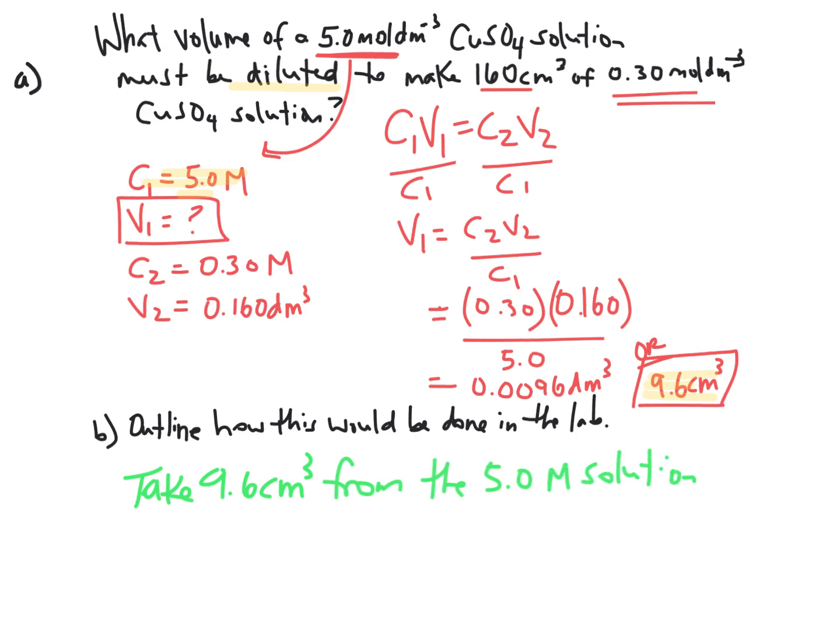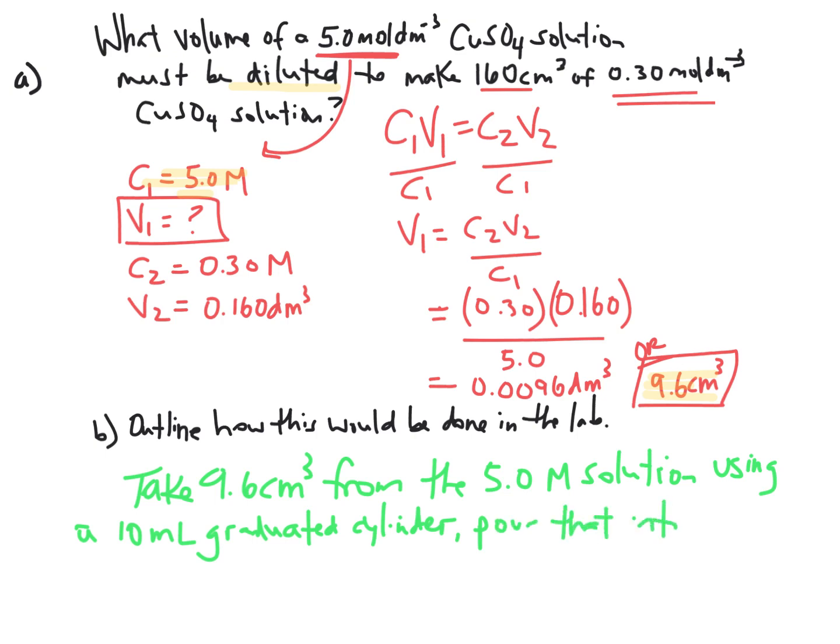How would you actually measure that? Well, it's around 10 milliliters. You'd probably use a graduated cylinder, so we can add that in. Take 9.6 cubic centimeters from the 5 mole per cubic decimeter solution using a 10 milliliter graduated cylinder. And pour that into a large vessel. Let's say a beaker, big enough to hold the whole thing, a 250 milliliter beaker.